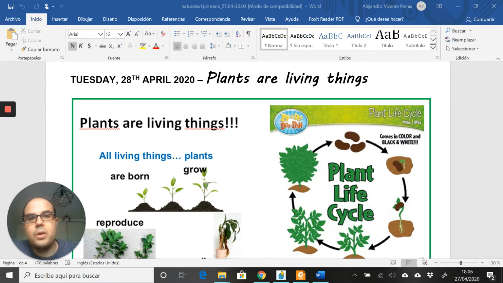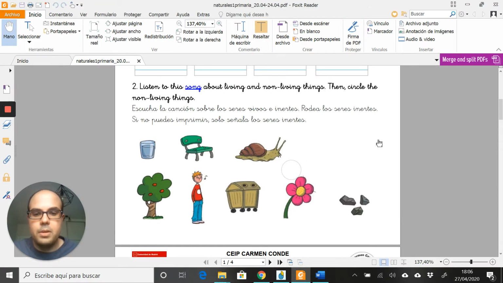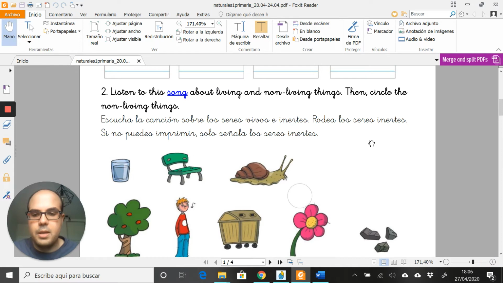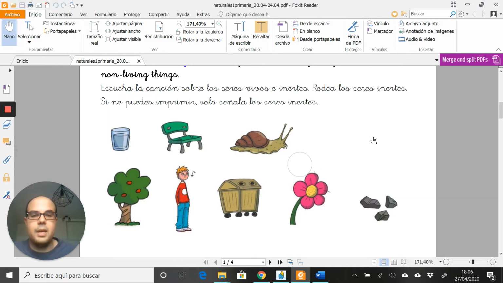This week, we are going to learn a little bit more about plants. Okay, I'm going to show you the things that we are going to see during this week in science. Last week, we were talking about living things and non-living things. For example, here I have some of the activities from last week. And here we can see different things.